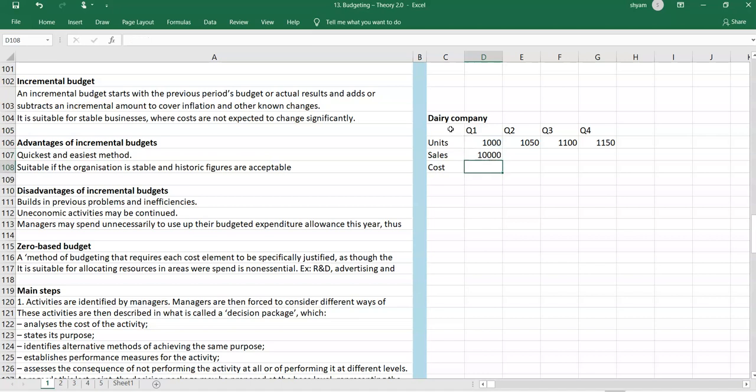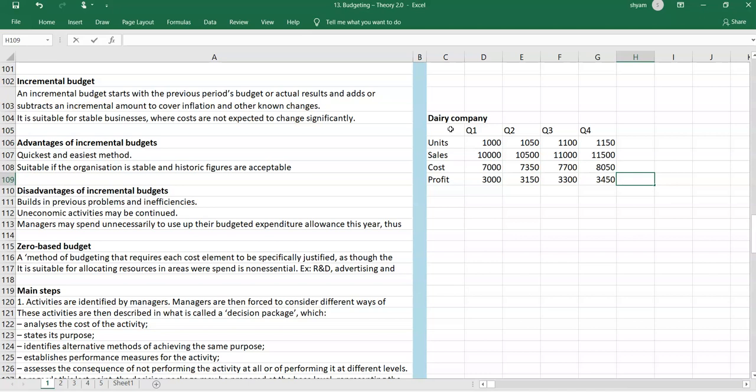So we'll assume that the sales price is 10. So we can easily find out what would be the sales amount, and cost is whatever, out of the sales, 70% is the cost. That they can also easily predict, and they can also predict their profit. Profit would be sales minus cost. So they can easily tell what could be their profit.